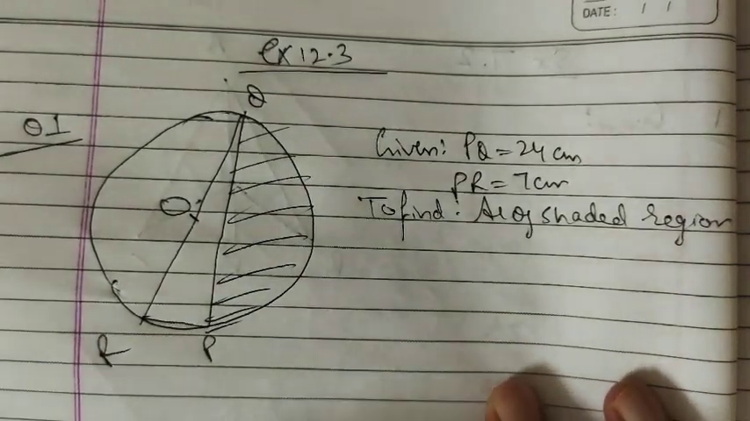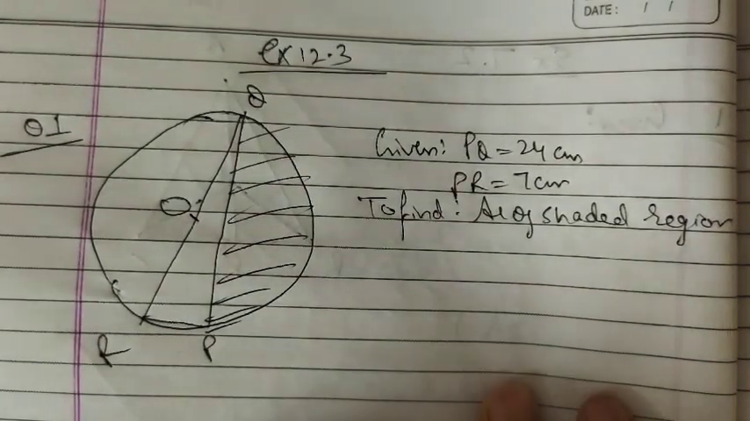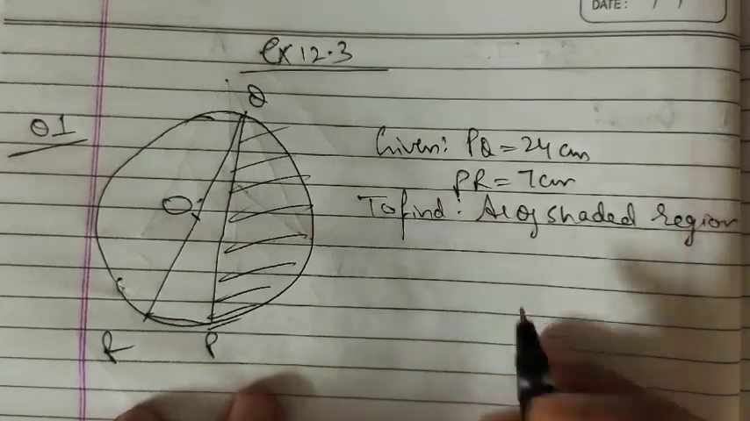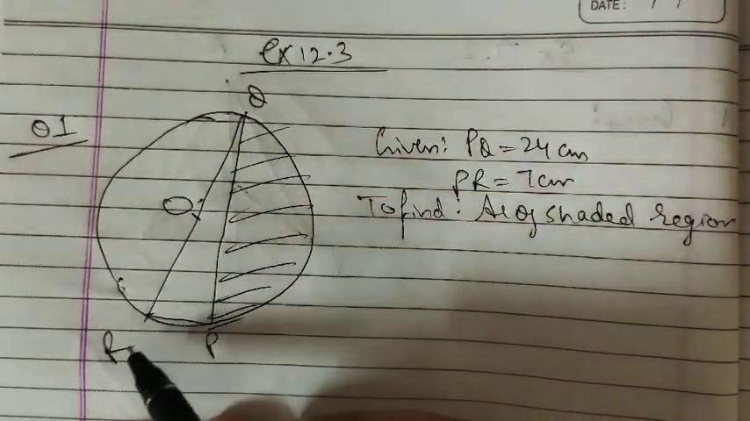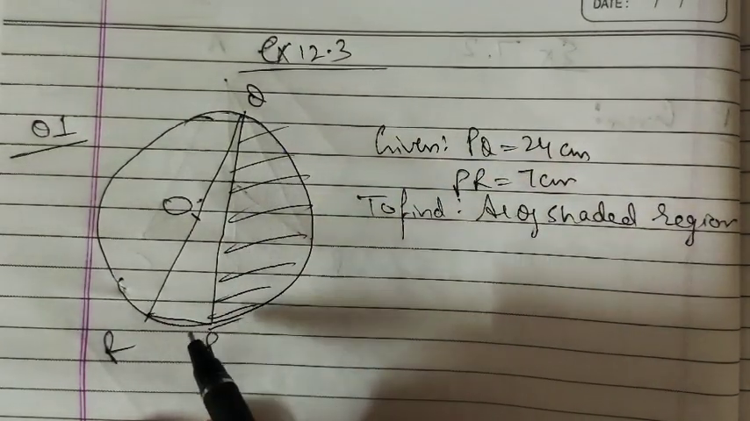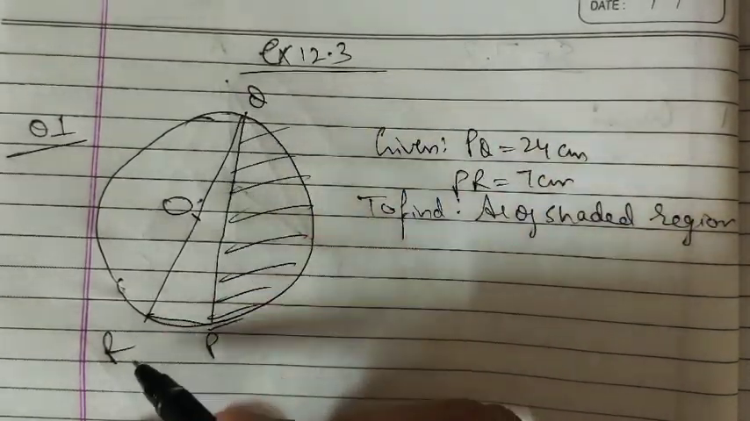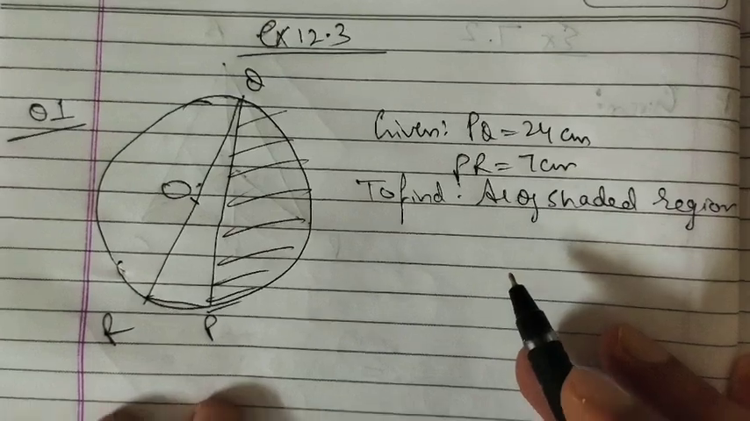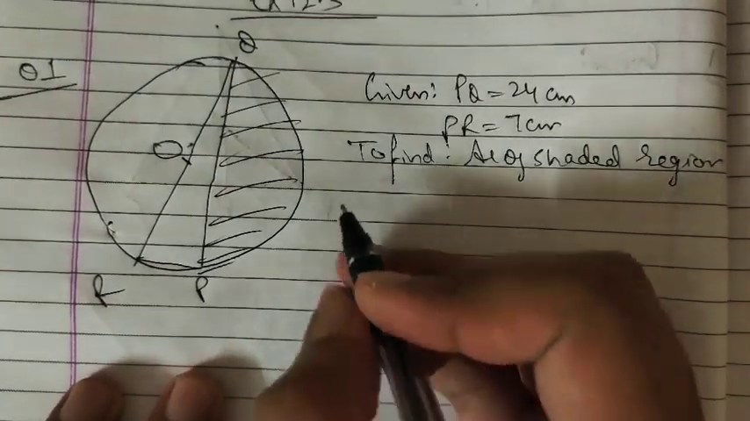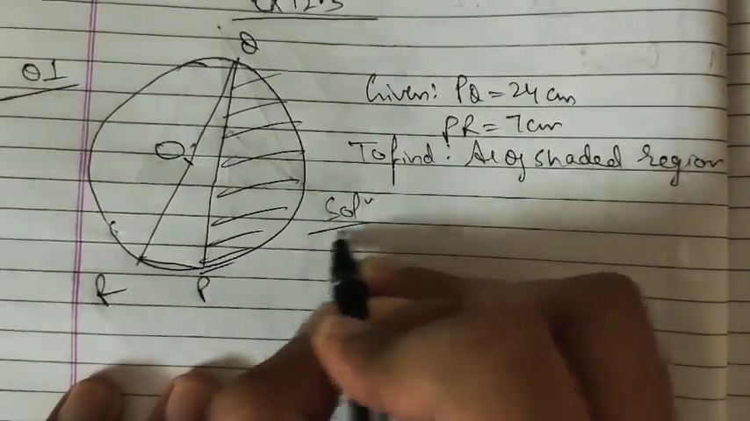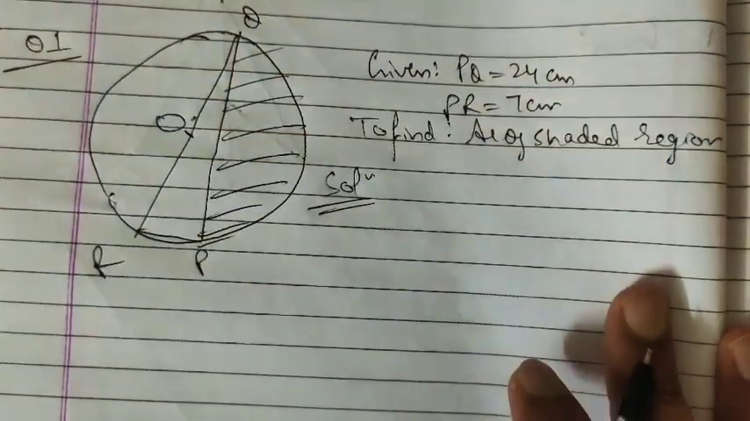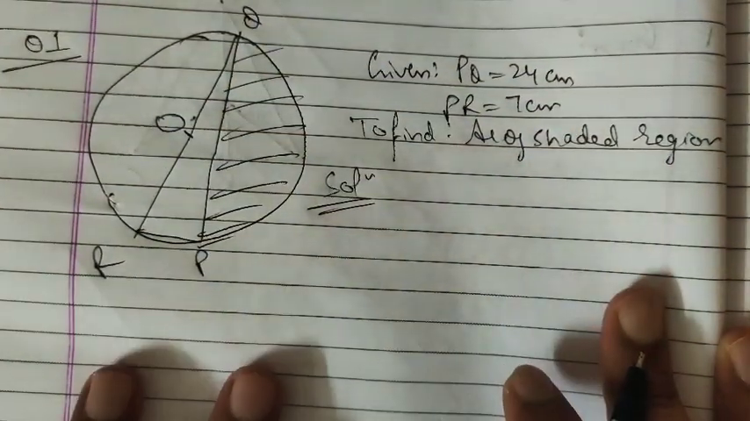So next, exercise 12.3, question number one. Given that PQ is 24 cm, this is a circle, PR is 7 centimeter, and RQ is the diameter of the circle. So we have to find out the area of the shaded region. So solution. Now there is a little bit of geometry involved.